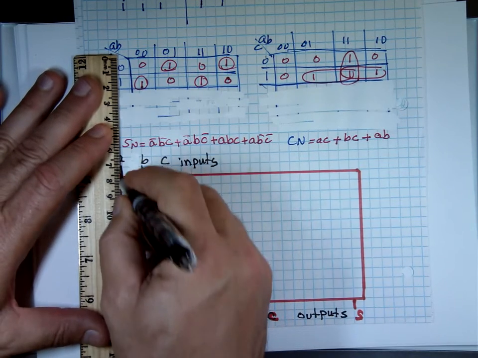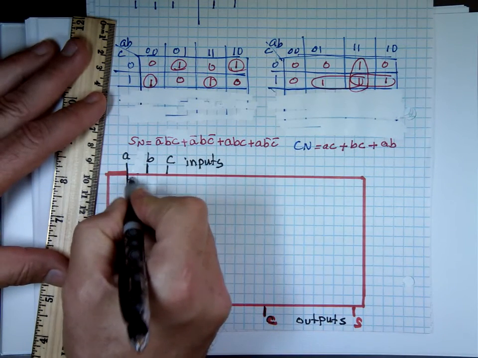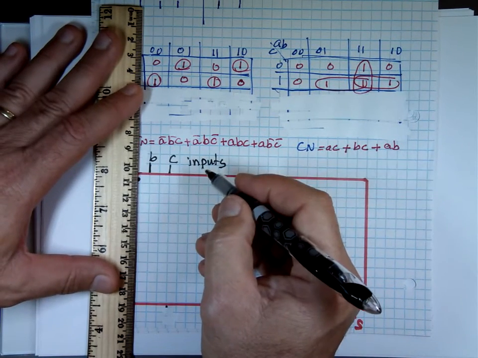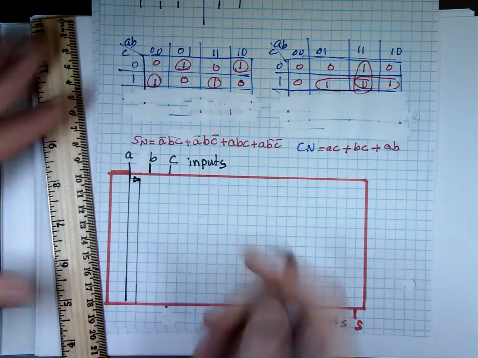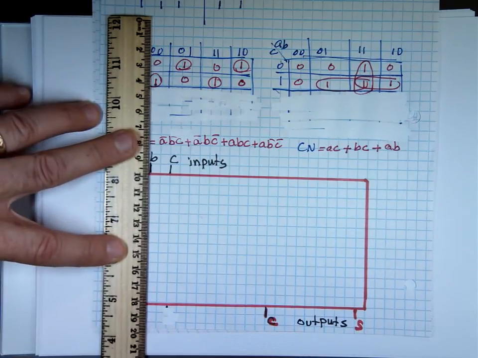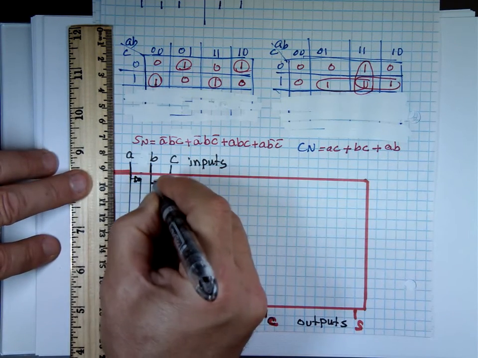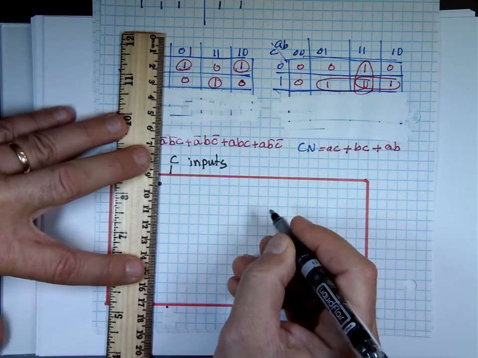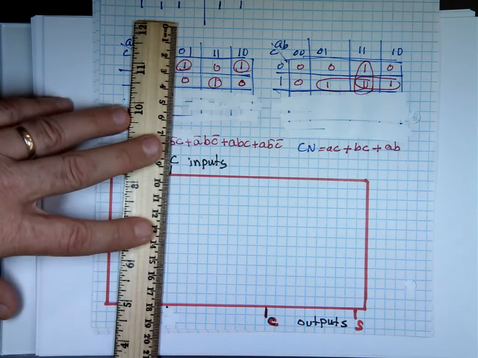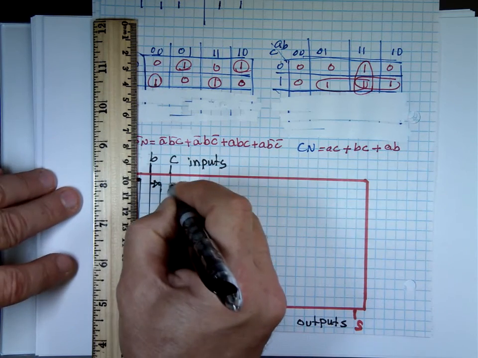That's the A. And this is the A NOT. I'm going to put a NOT gate here. See the NOT gate? Can you see it? This is the B. This is the B NOT. And this is C and C NOT.